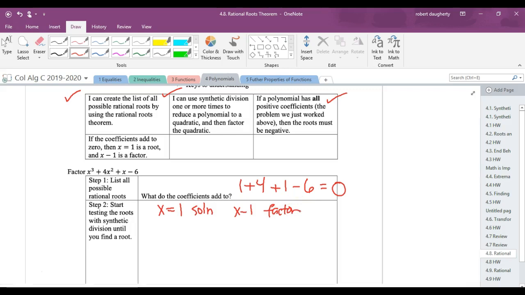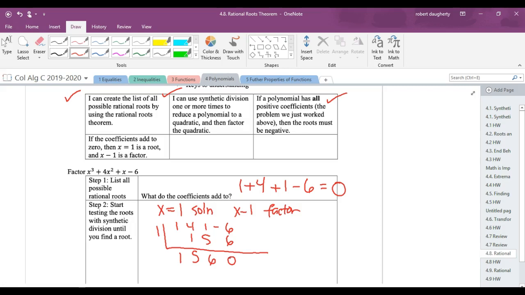So I should be able to do what with synthetic division here? I should be able to put a 1 out here. I should do synthetic division: 1, 4, 1, minus 6, and this should work for me. So let's try that. 1 times 1, that gives me a 5. 1 times 5, that gives me 6. 1 times 6, this gives me 0. Now, what were the possible rational roots? It was factors of 6 divided by factors of 1. I could still go through all of that process, but this is just a shortcut.